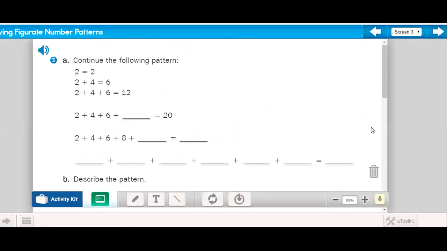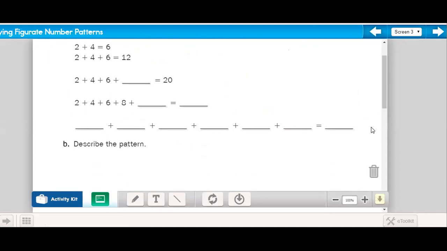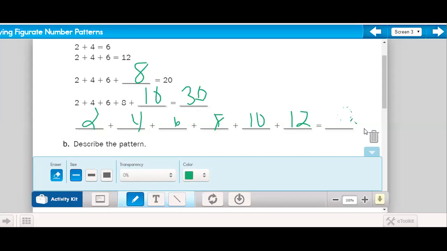So 2 equals 2. 2 plus 4 is 6. 2 plus 4 plus 6 is 12. 2 plus 4 plus 6 plus blank is 20. So see if you can figure out the pattern, pause the video, and unpause when you're done. Okay, you've unpaused here. So 2 plus 4 plus 6 plus 8 is 20. The next one, we're going to add the 10, which is 30.